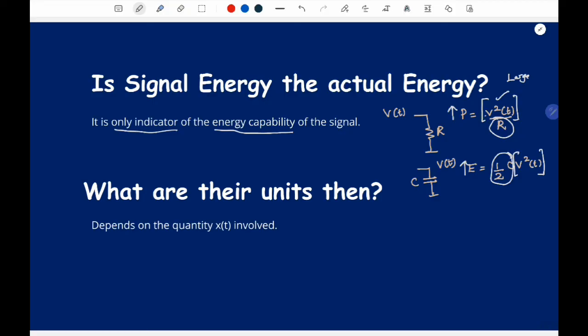So then what are their units? It depends on the quantity x of t involved. So we have defined the energy as, let's say for the voltage, the integral of V square of t dt. Then what will be the units? For V square it is volt square and for dt it is seconds, because you are integrating with respect to time. And if it is current, it will be I square of t dt, so the units will be ampere square seconds. So then what about power? Power is nothing but the time average.